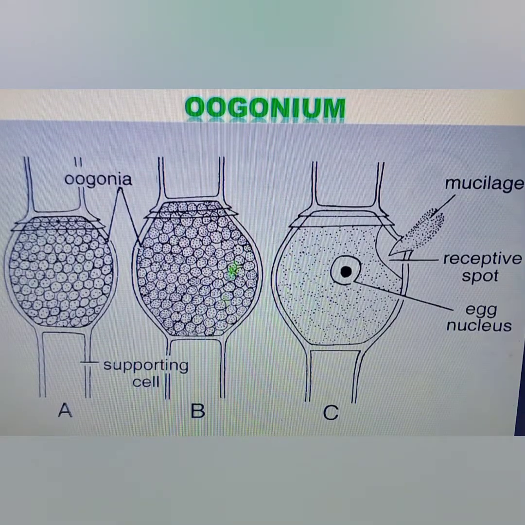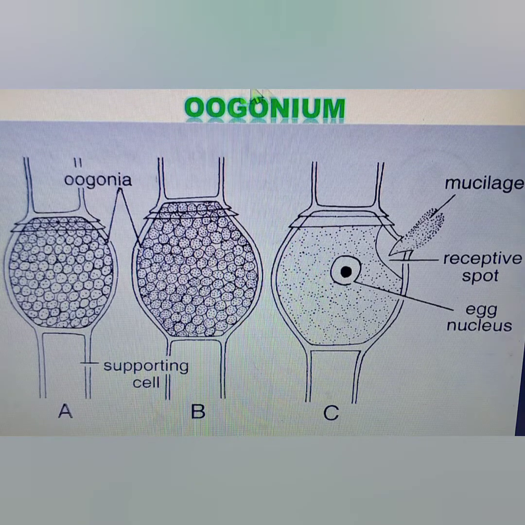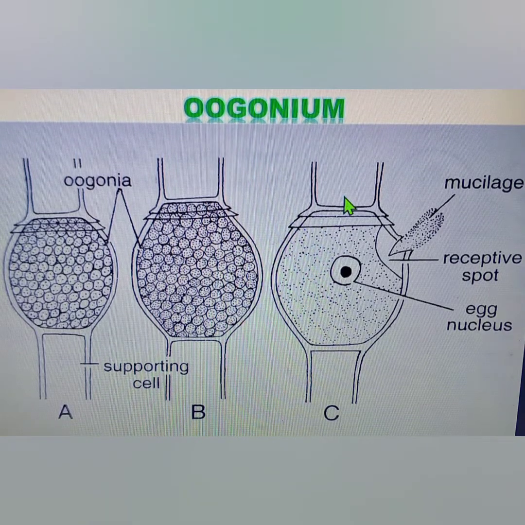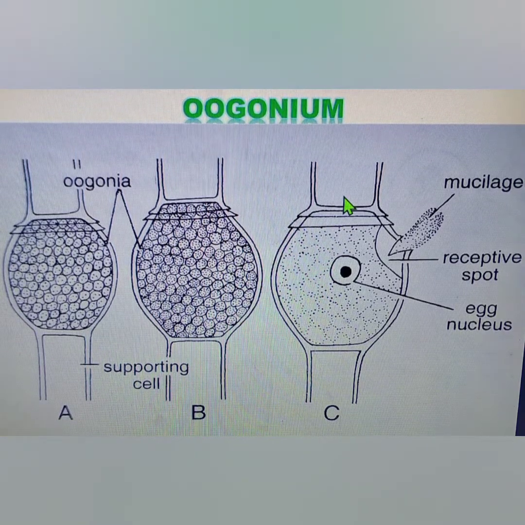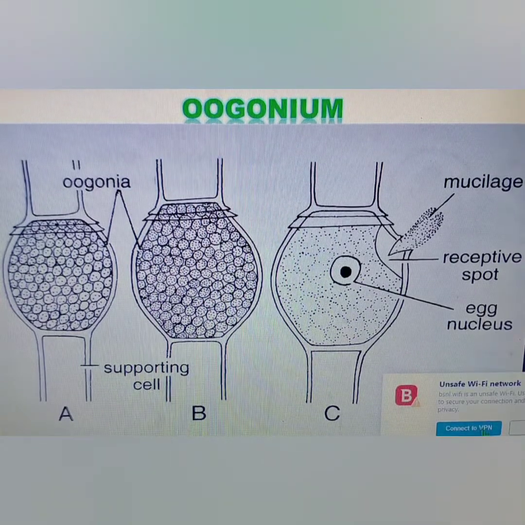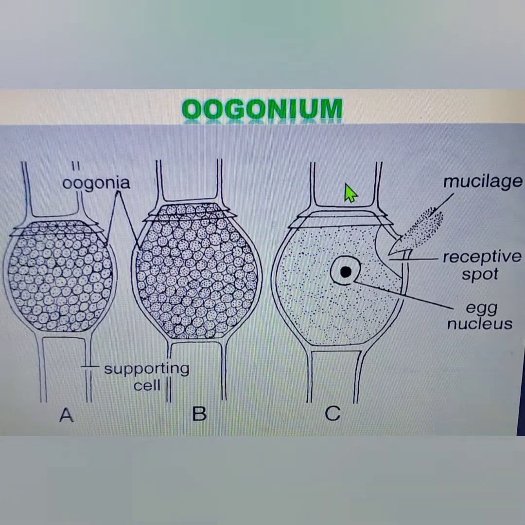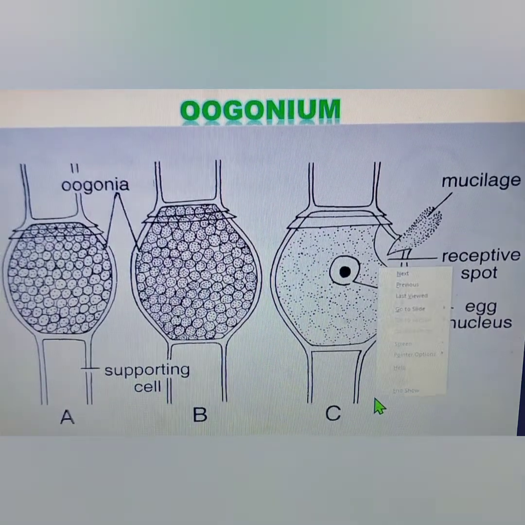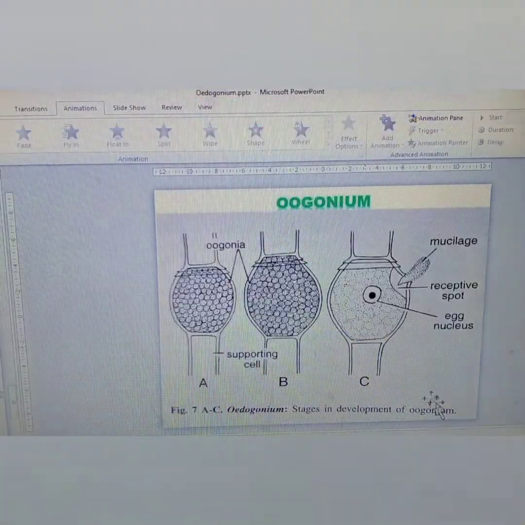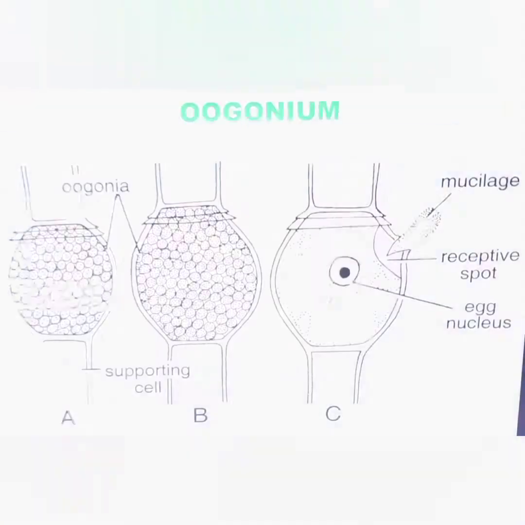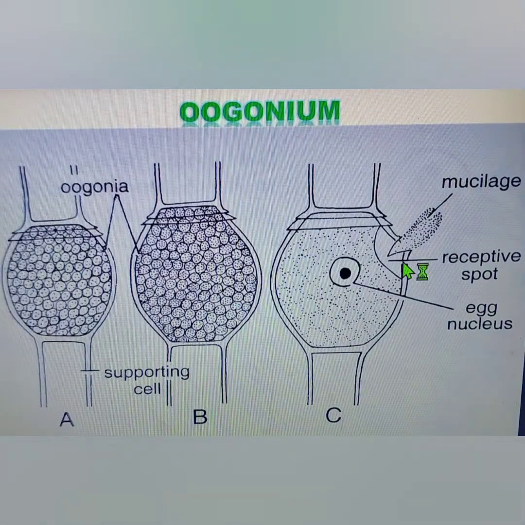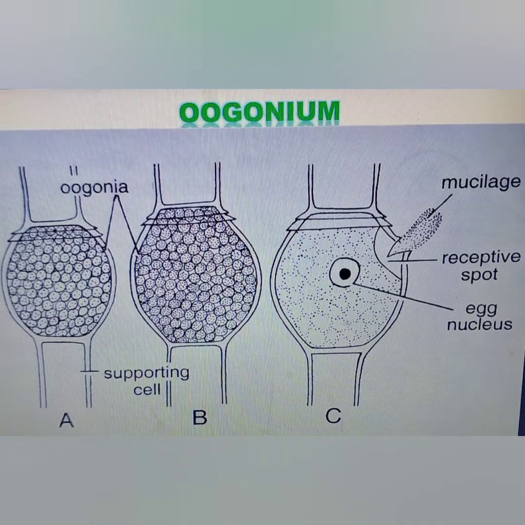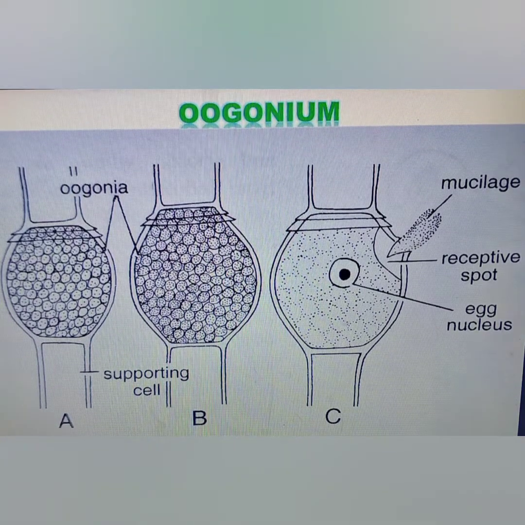So in the last video I had discussed the development of oogonium as well as the Antherozoids, right? So in this particular video I am going to discuss fertilization. Now the process of fertilization is similar in both the macrandrous as well as the nannandrous species.